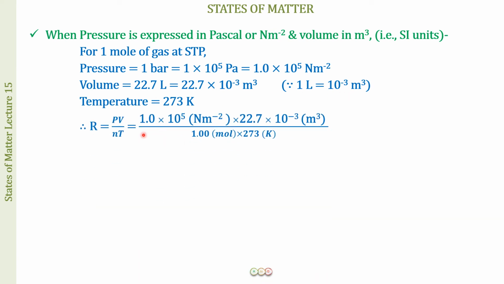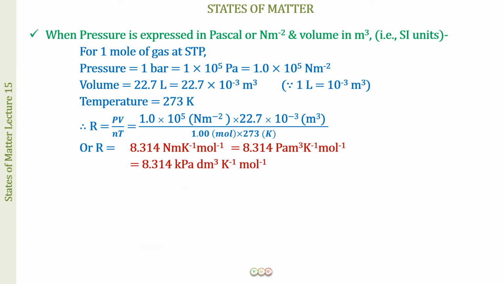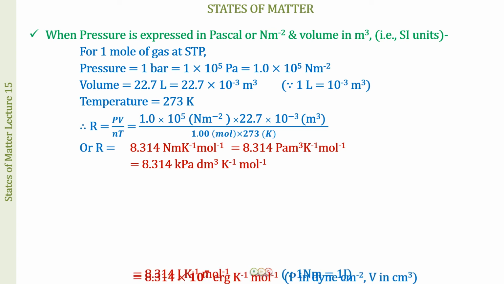So putting these values, the value of R that you will be getting is going to be equal to 8.314 Newton meter per Kelvin per mole, or 8.314 Pascal meter cube per Kelvin per mole. And this is one value that we are going to use very frequently when we are talking about the energy changes that are taking place. Also, we can write this as 8.314 kilopascals decimeter cube per Kelvin per mole. So all your conversion formulas are going to be used over here that we learned while we were talking about pressure and volume in the lecture on the measurable properties of the gases.